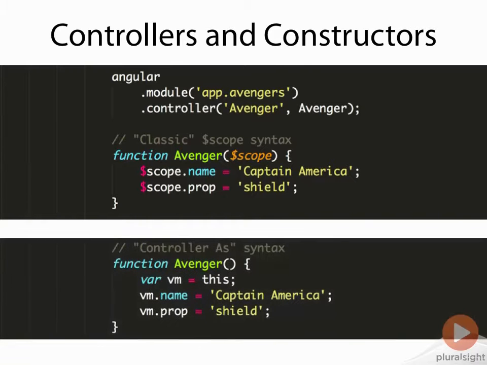We can see this more clearly with the newer controller as syntax for controllers, which was introduced officially in version 1.2. Notice here we see the members are decorated on this instead of scope. Controller as is effectively syntactic sugar over scope. So we'll learn more about the differences between these two different approaches later in this module. But whether you use the classic scope syntax or the controller as syntax, you're constructing a new instance.